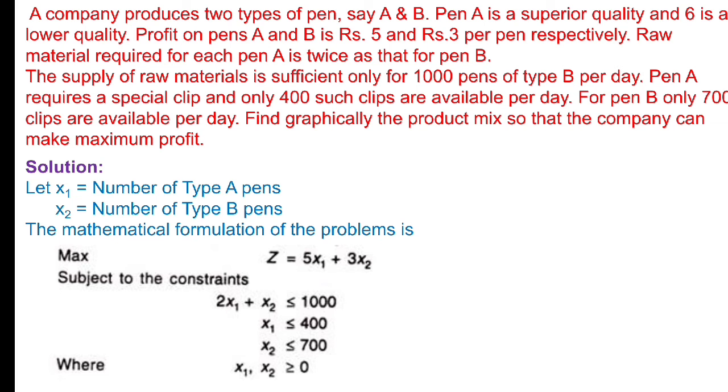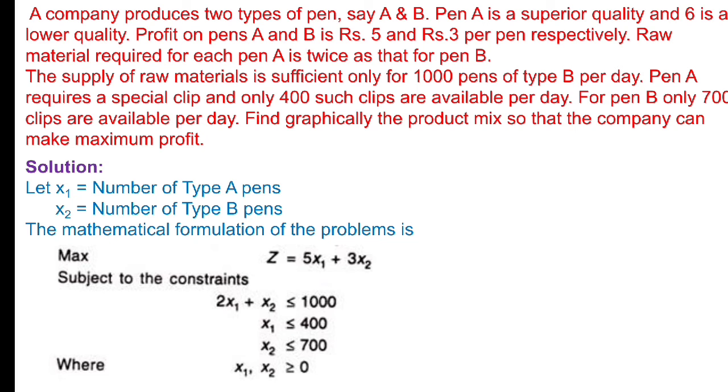And the raw material for each pen A is twice that of pen B. So x1 of A will be twice that of x2. That is, A is twice and B is once. Therefore, we get twice x1 plus x2. Then, in a similar way, we find 1000 pens per day.